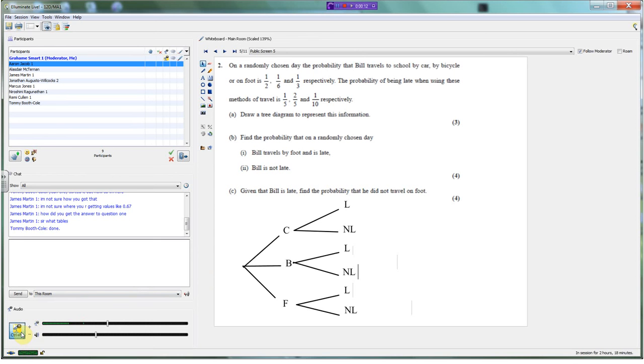Okay, so let's talk through. I'm actually going to get some of you guys to help me with this question a little bit, make it a bit more interactive.